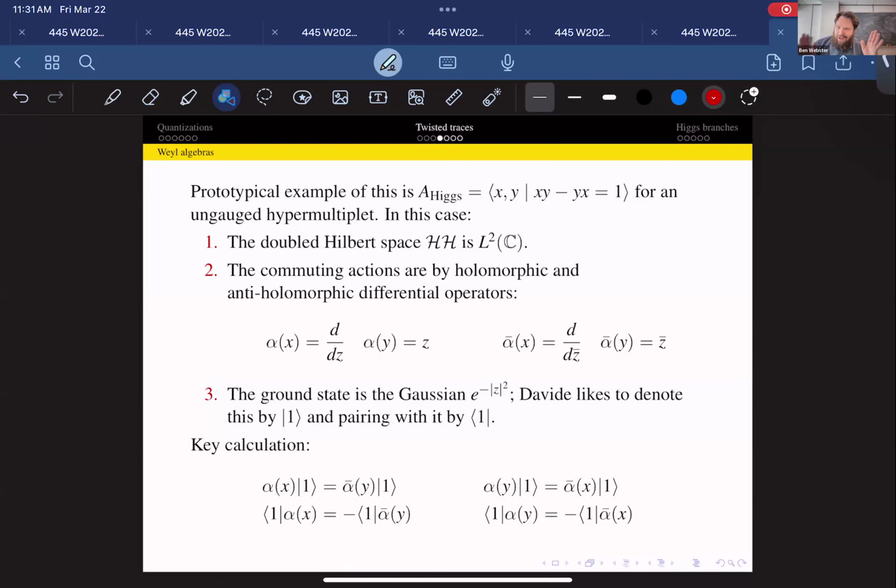As I've learned a lot of this stuff by talking to Davide, he likes to denote this Gaussian as a ket with a 1, and pairing with it as a bra with a 1.